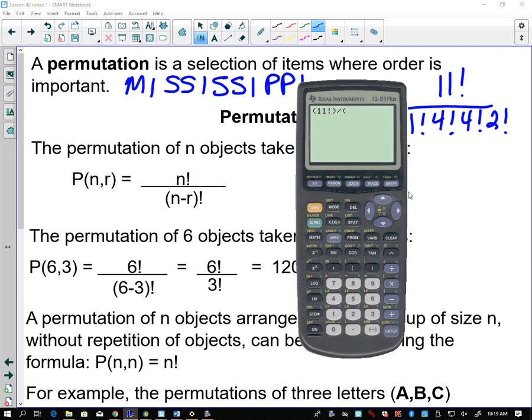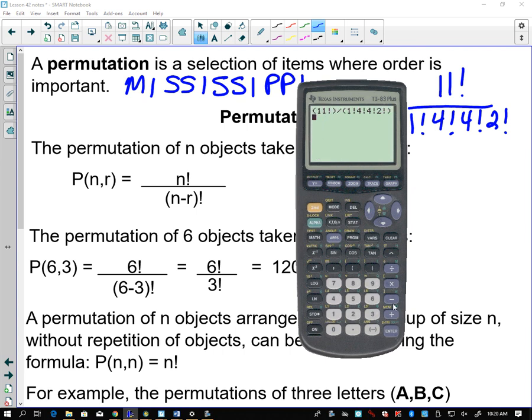Do I really write in here 1 factorial? Okay, we'll do it anyway. 1 math probability factorial. 4 math probability factorial. 4 math probability factorial. 2 math probability factorial.